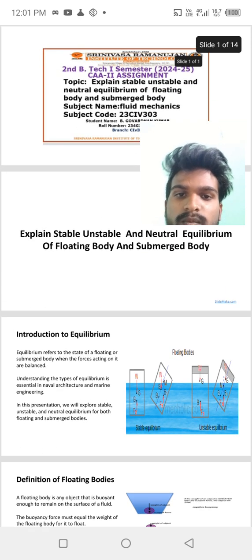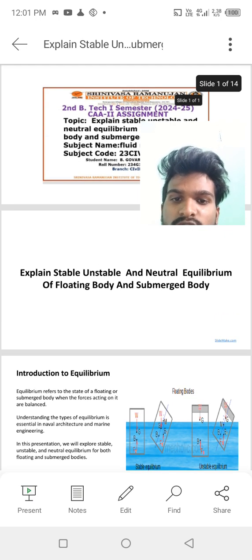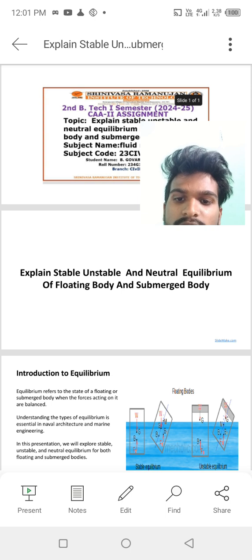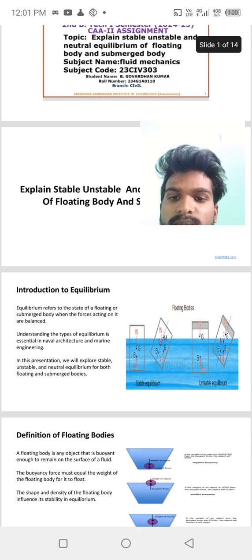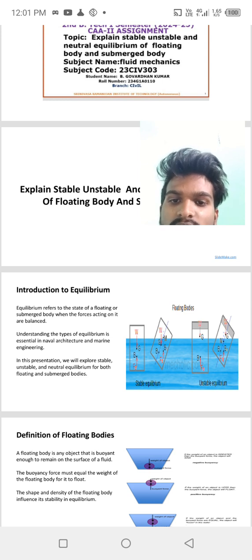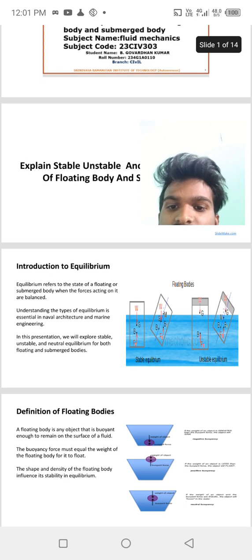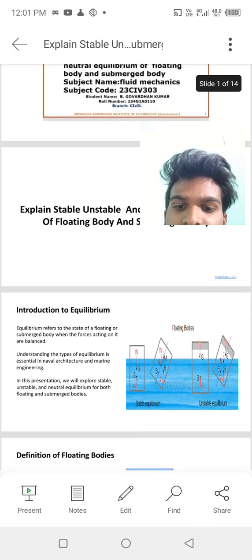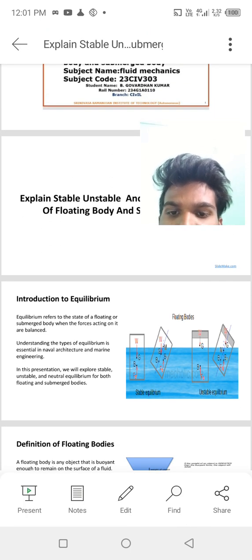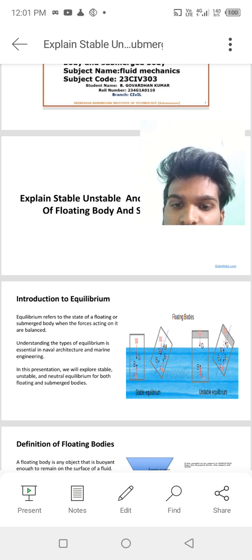Explain stable, unstable and neutral equilibrium of floating body and submerged body. Introduction to equilibrium. Equilibrium refers to the state of a floating or submerged body when the forces acting on it are balanced. Understanding the types of equilibrium is essential in naval and marine engineering. In this presentation, we will explore stable, unstable and neutral equilibrium for both floating and submerged bodies.